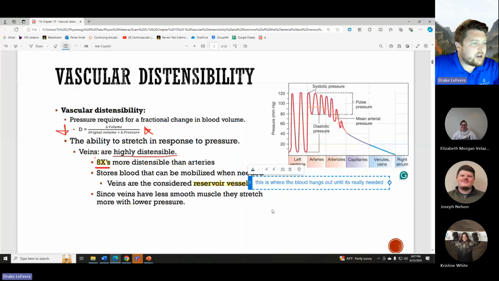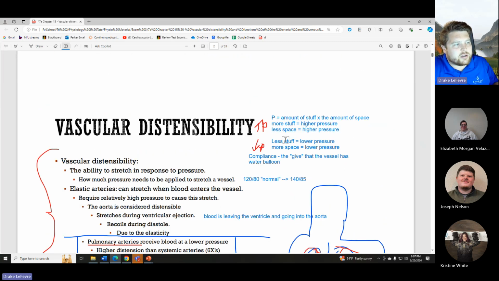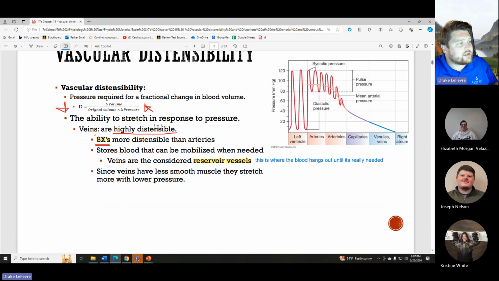The veins, on the other side of things, and remember, we work under the assumption that we're going from high pressure to low pressure. So the venous side of things has very, very low pressure so that blood continues to flow in that direction. That means the veins need to be way more compliant. Because remember, we have the same amount of stuff going through, but we need more space to decrease the pressure. So we get more space to lower the pressure. How do we get more space? We allow the vessel to expand more to give us more space to drop the pressure.